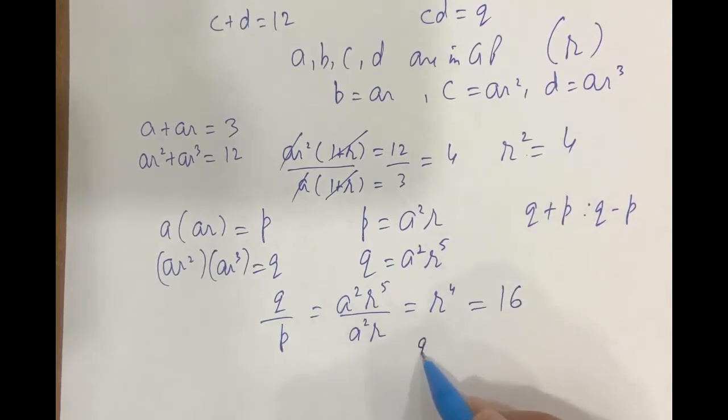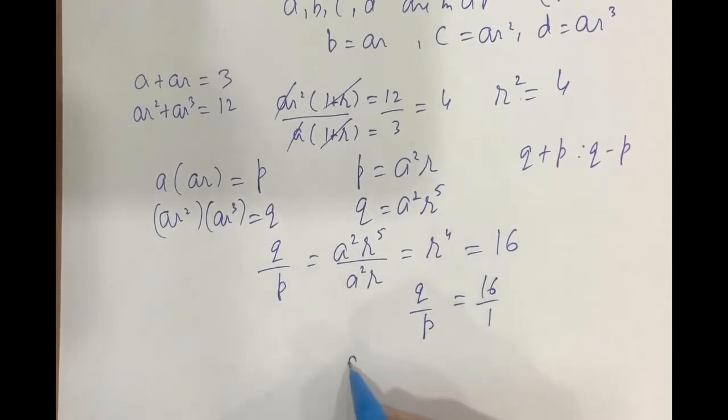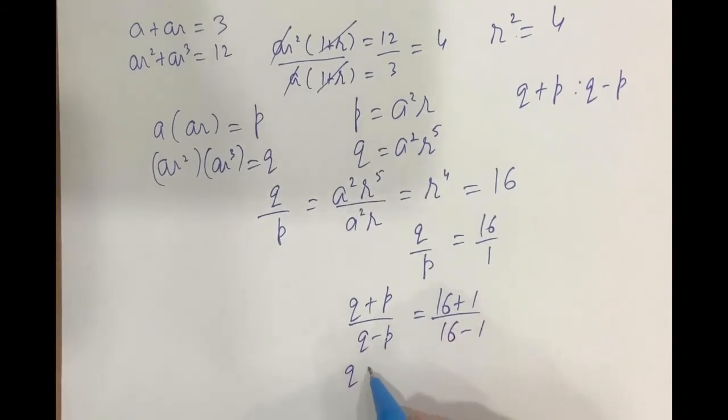That is, we have Q upon P is equal to 16 upon 1. Now applying componendo and dividendo, (Q plus P) upon (Q minus P) is (16 plus 1) upon (16 minus 1). That is, Q plus P is to Q minus P, that's 17 ratio 15. This is what we wanted to prove.